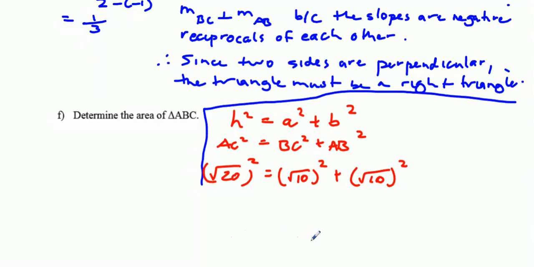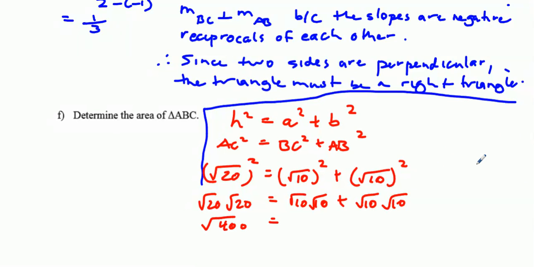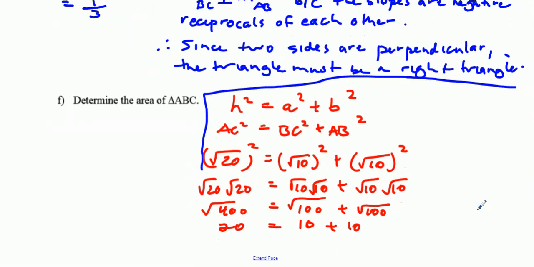So the square root of 20 squared, well, it's the square root of 20 times the square root of 20, really. This is the square root of 10 times the square root of 10, twice. The square root of 20 times the square root of 20, if we do it the long way, is the square root of 400. This is the square root of 100, and this is the square root of 100. So this is 20 equals 10 plus 10 when you actually calculate the square roots. And you get that 20 equals 20, and left side equals right side.